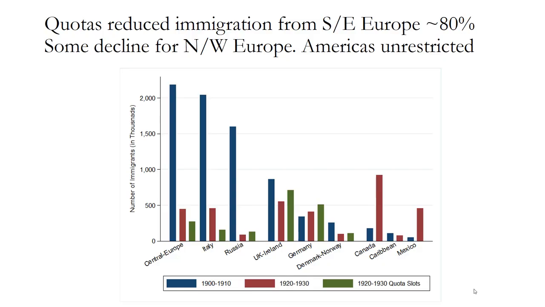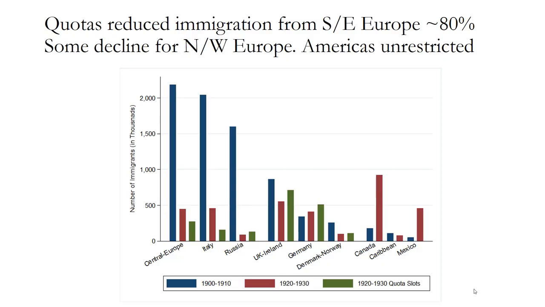I've grouped some of the major sending countries. In order to put everyone on one slide, we're looking at only 9 countries here. But I've grouped them into Southern and Eastern Europe, in the middle Northern and Western Europe, and on the end the Americas. The blue bars here are inflows over an unrestricted decade, 1900 to 10. And the green bars are the quota slots allocated to those countries in the 1920s.